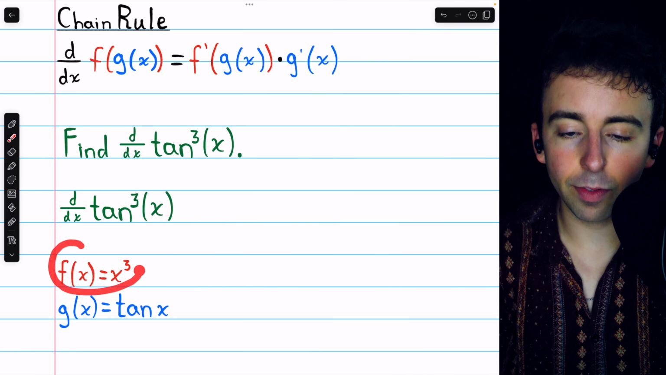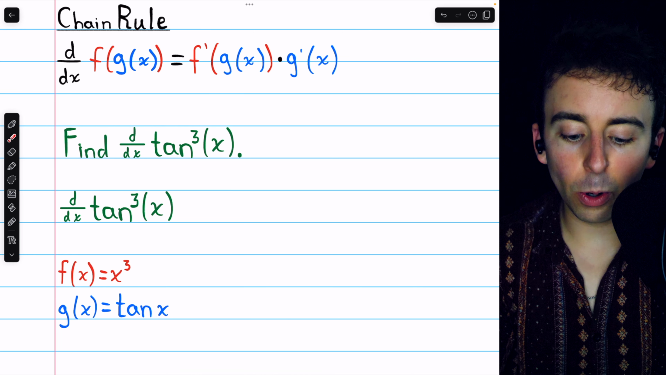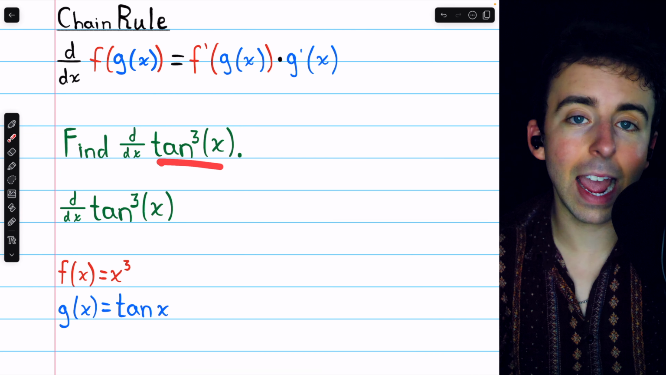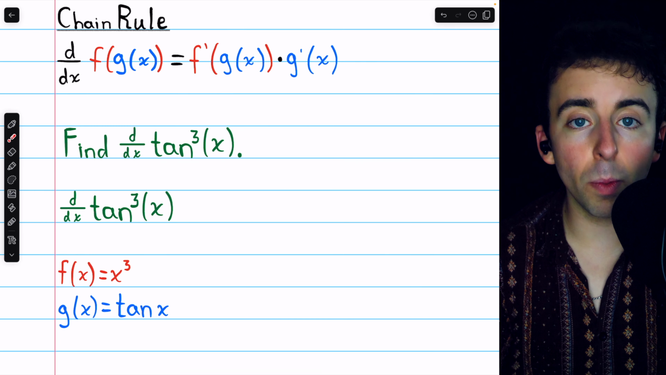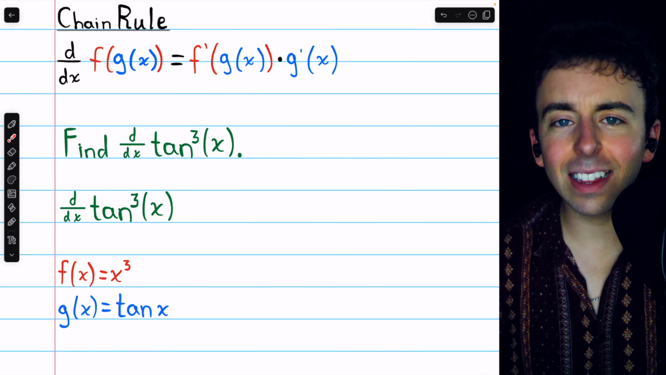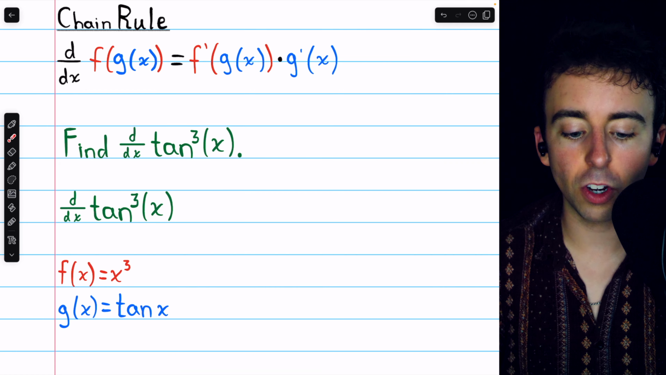In this case, f, our outside function, is the cubing function, and our g, the inside function, is the thing being cubed, which is tangent of x. So applying the chain rule, we begin with f prime of g. That's the derivative of the outside layer, leaving the inside function unchanged.